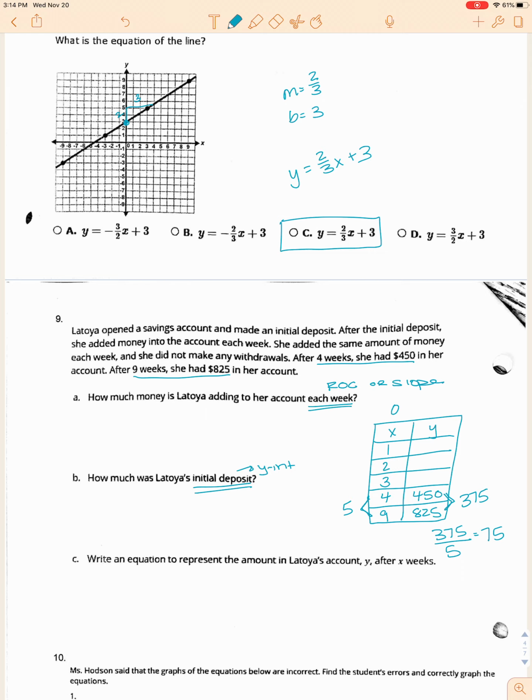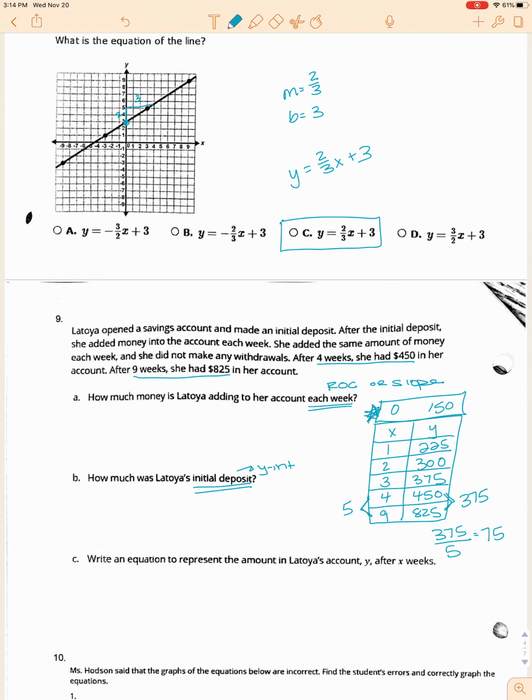So 450 minus 75. And then 375 minus 75, 300 minus 75, and then 225 minus 75. And there's our sweet spot. There's the number that we need.